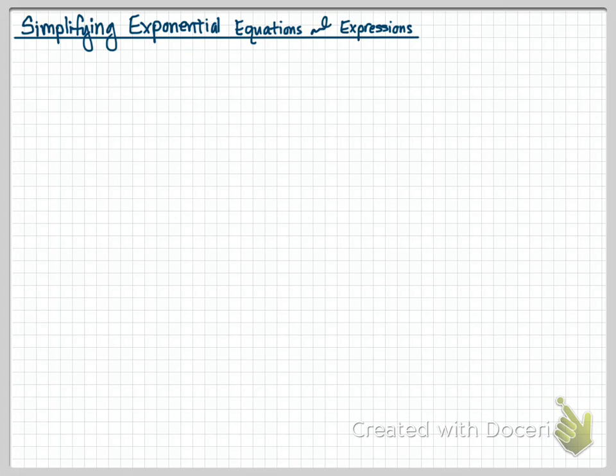Alright, simplifying exponential equations and expressions. Here are two of the basic kinds of equations and expressions we will cover and you will see next year as well. First one on the left is an equation simply because it has an equal sign. The one on the right is an expression, variables, terms, everything, but no equal sign.